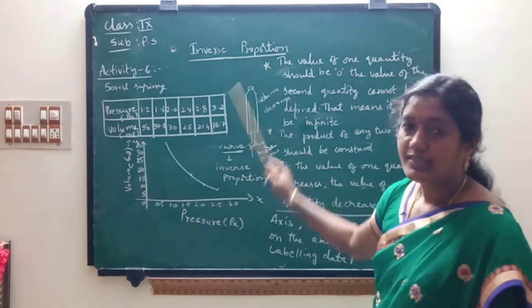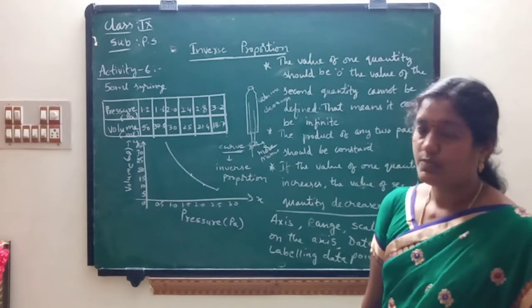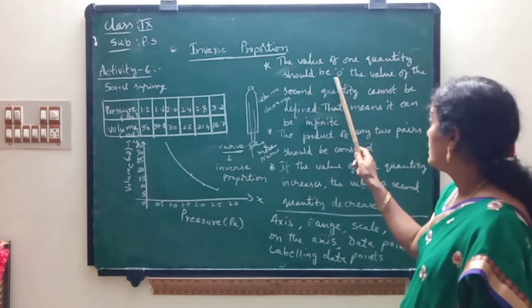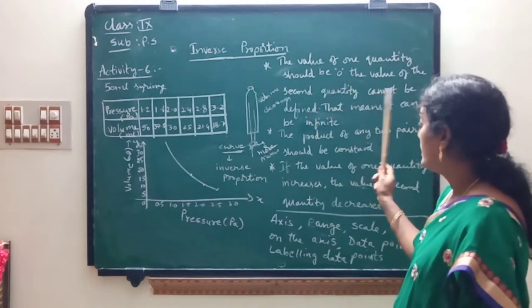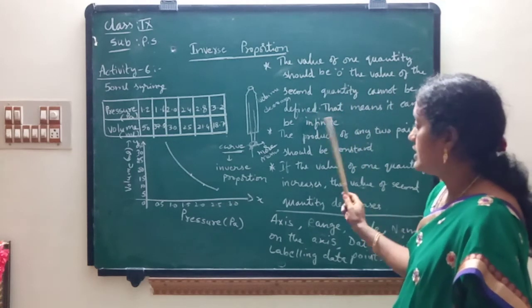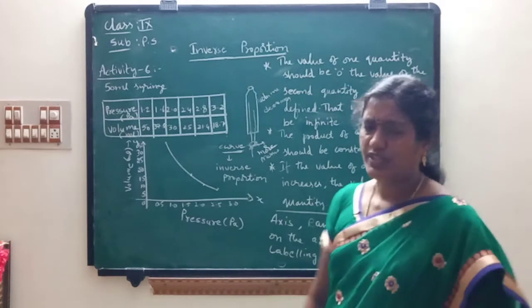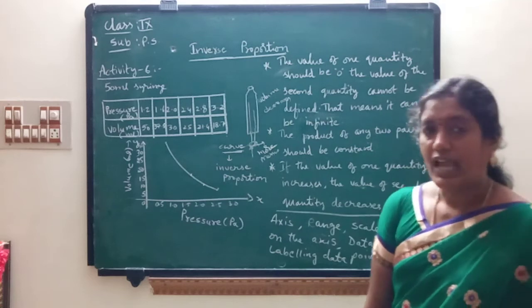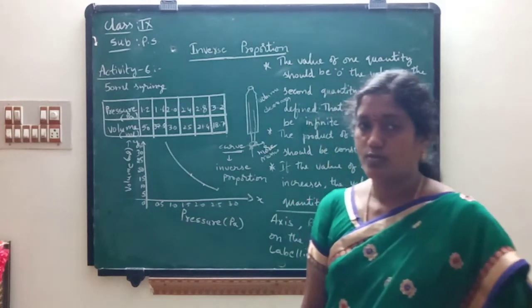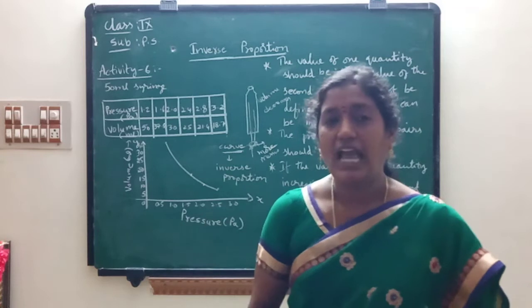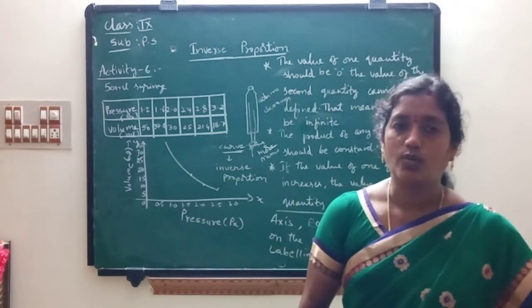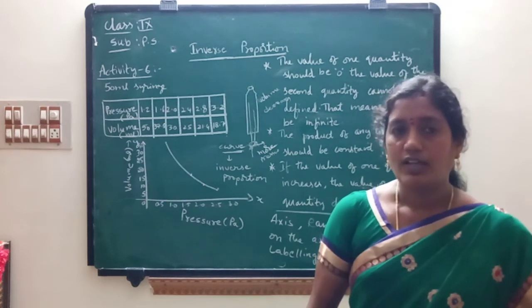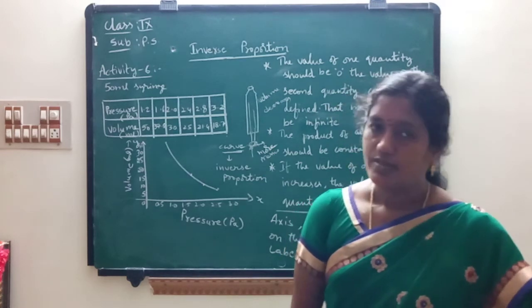Now we will see some points about this inverse proportion. Always the value of one quantity should be 0, and the value of the second quantity cannot be defined. That means it can be infinite. So children, first of all, one quantity should be 0. I told you in direct proportion also, we take the initial values as 0. If you don't start the experiment, then the starting value of the two quantities is also 0, children.